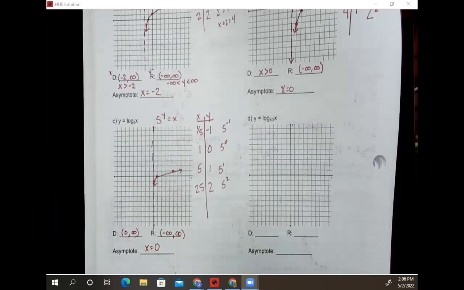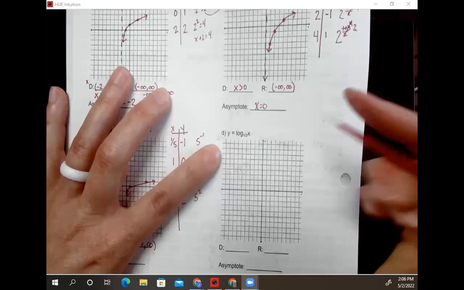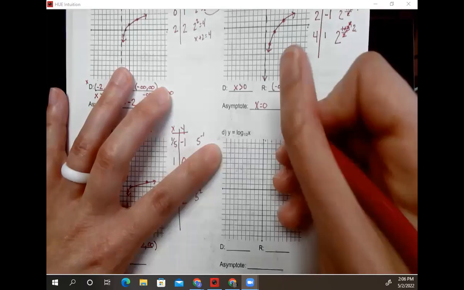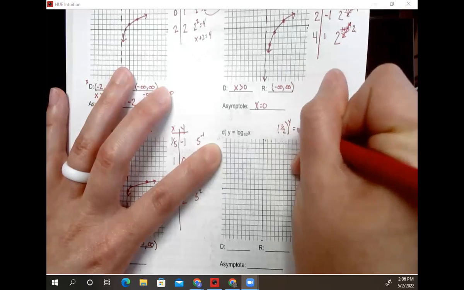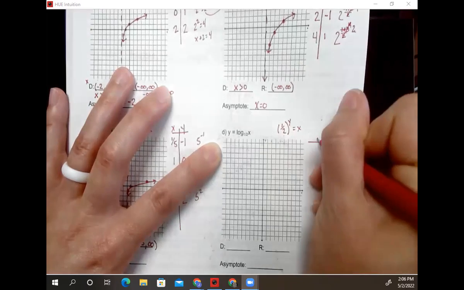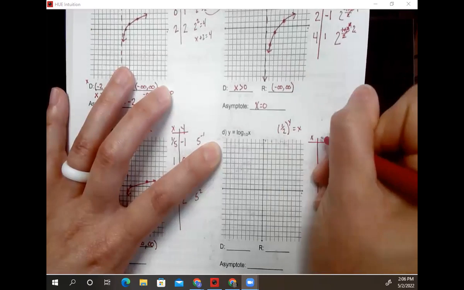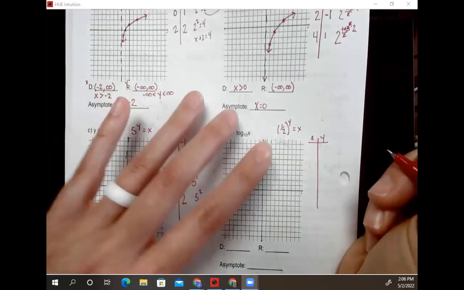Last example for today, D. I've got log base 1/2 of x. There are a couple things I want to show you here. First, let's treat this just like we've done every other problem. So this would be 1/2 to the y equals x. And now I'm going to pick some values that make sense for y.